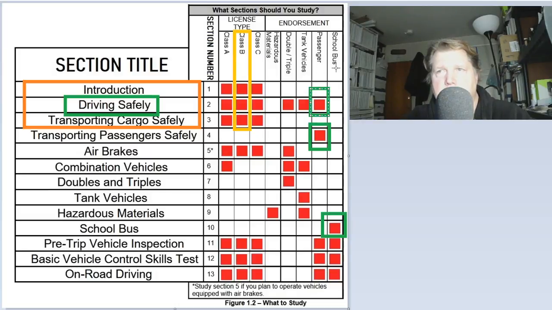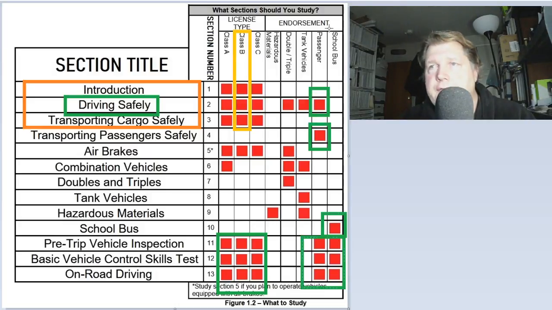for your passenger endorsement and your school bus endorsement, and also for your general knowledge skills test, this is after you've passed the written test, you're going to need to study Section 11, pre-trip vehicle inspection, and Section 12, basic vehicle control skills test, and Section 13, on-road skills test. You need that for the general knowledge part, and you need that for your endorsement. Okay? All right, so this would be the school bus if you're going to drive a school bus.